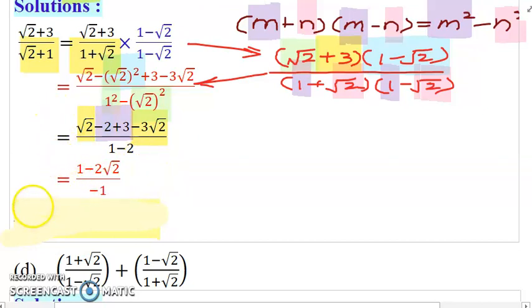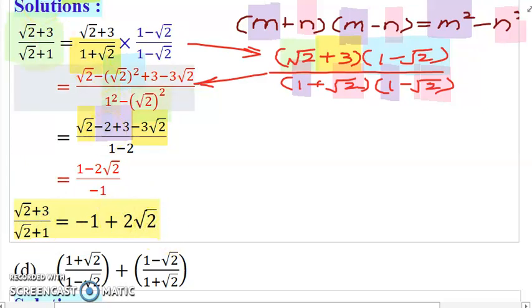As a result, I simplify the division by negative 1. What will we have from the question? This one, highlighted in green, gives us the following result. It is equal to negative 1 plus square root of 2. So this is the answer for example number 3 for surd.